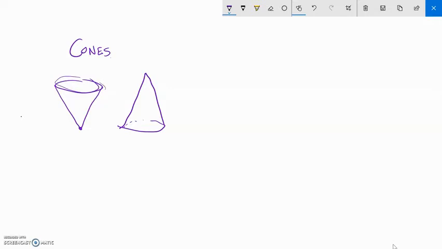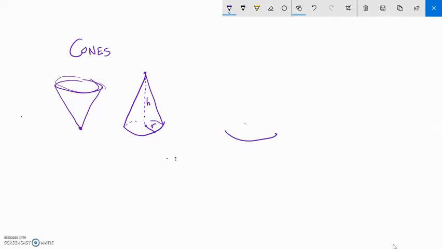And so notice on the cones we have a couple of different measurements here. We have a radius, and we also have a height, and the height of the cone is measured straight up to the tip, like that. Now, how do I find the volume of a cone? Well, it's kind of interesting.